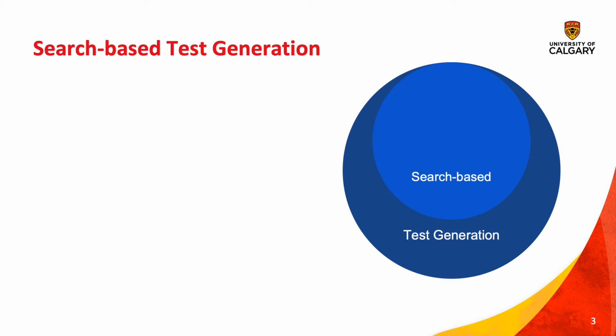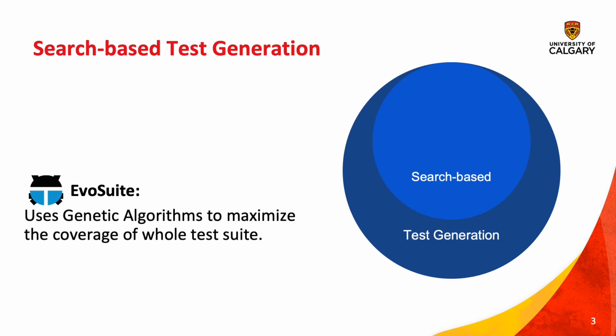One popular solution to this problem is using search-based techniques. Search-based methods are meta-heuristics like evolutionary algorithms and hill climbing that search through the solutions to find an optimal one. As an example, there is an open source tool called EvoSuite which uses a genetic algorithm to maximize the coverage of the whole test suite. It means that it first generates some random test suites for a Java class and evolves these test suites to maximize the coverage.